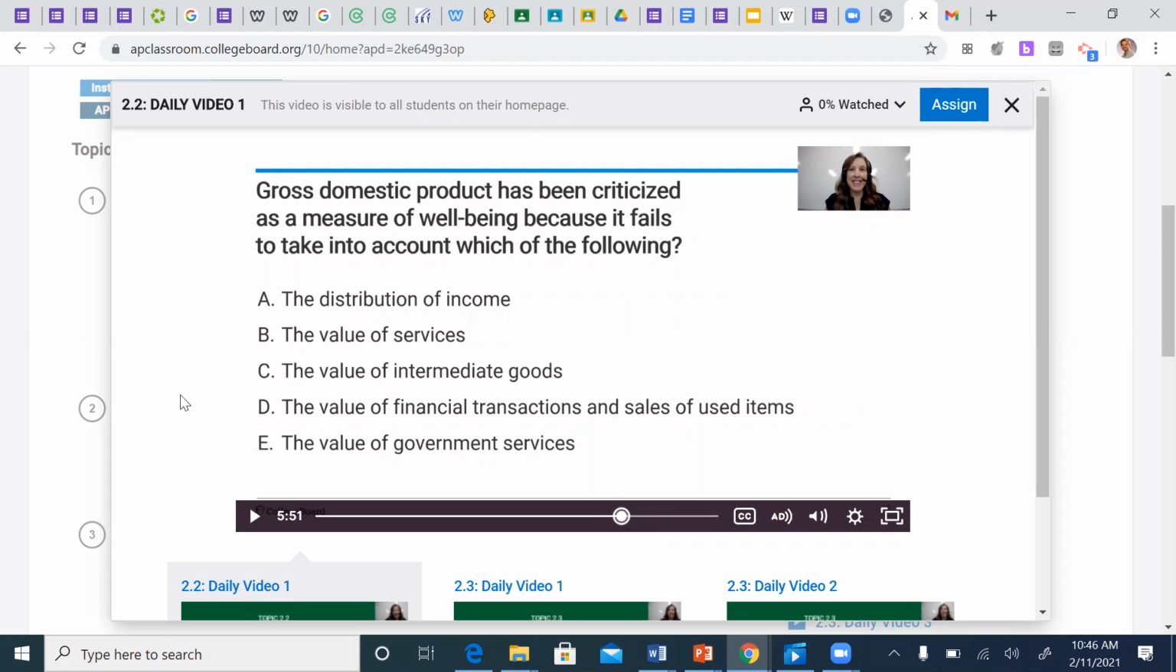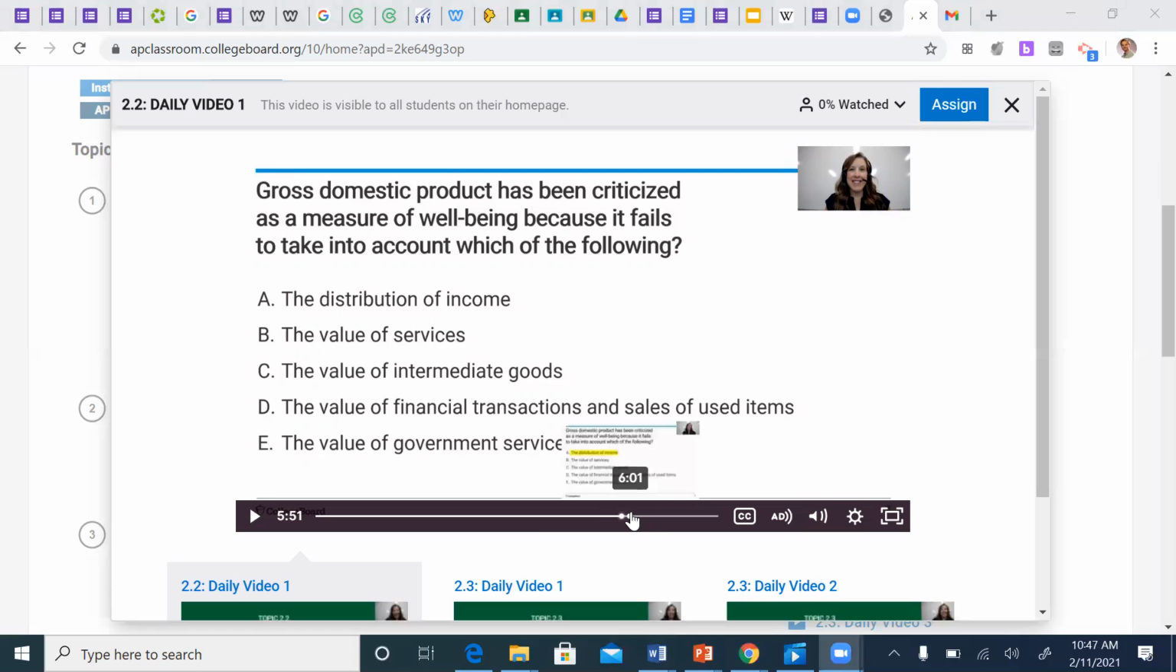So in this question, gross domestic product has been criticized as a measure of well-being because it fails to take into account which of the following? What is something that GDP wouldn't necessarily be able to measure?